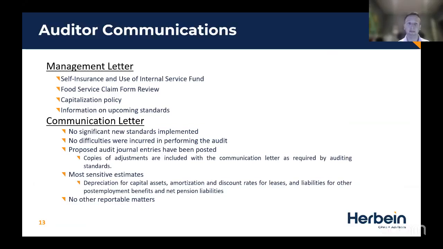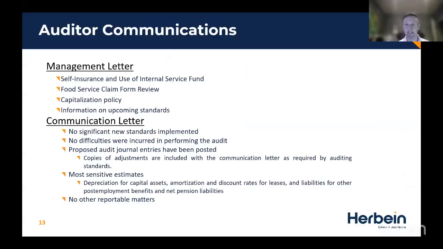The food service claim form review comment is in relation to the testing that we had done. We looked at a sample of claim forms that were submitted, and it was noted that the district's control is that there is an independent review after they're completed, but they were not reviewed in a timely manner. They were reviewed several months afterwards. So this is a reminder to make sure that review is taking place timely at the time of the form preparation, and that it's being reviewed before being submitted for reimbursement.